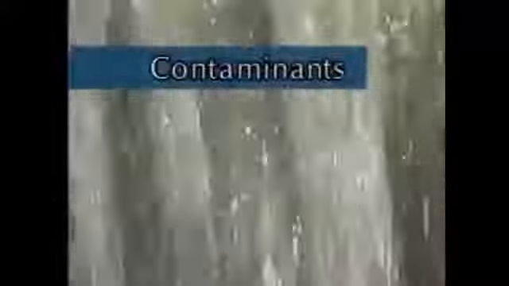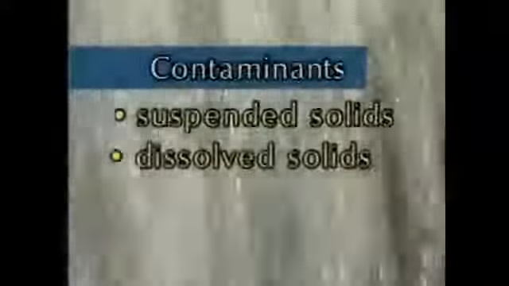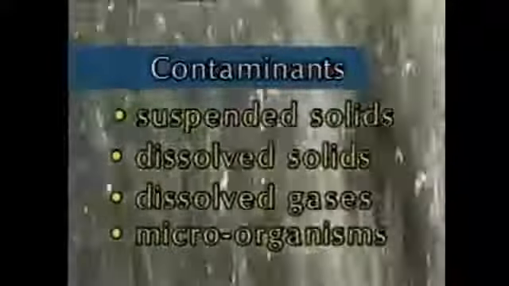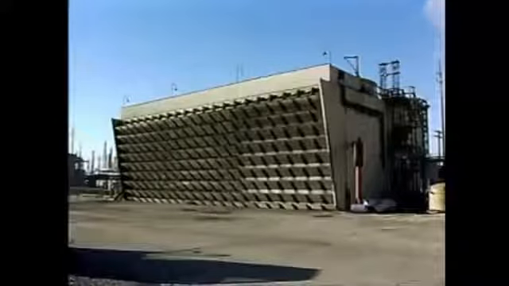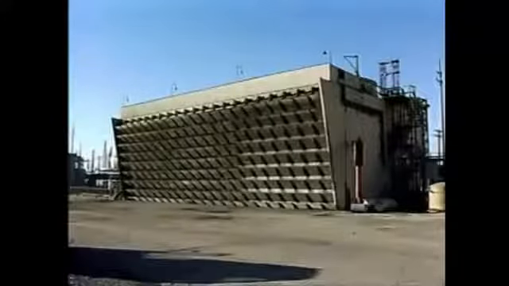The contaminants in cooling water can be divided into four broad groups: suspended solids, dissolved solids, dissolved gases, and microorganisms. Suspended solids are solid particles that are trapped in the cooling water. One source of these particles is air. Dust and dirt can be carried into the tower by the air passing through it. These particles become trapped or suspended in the cascading water.